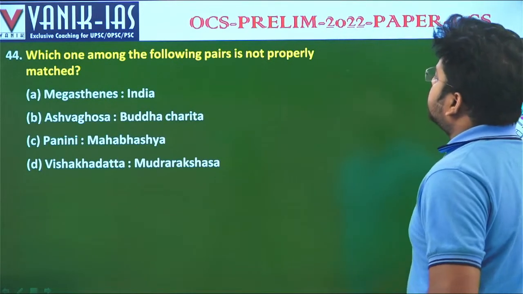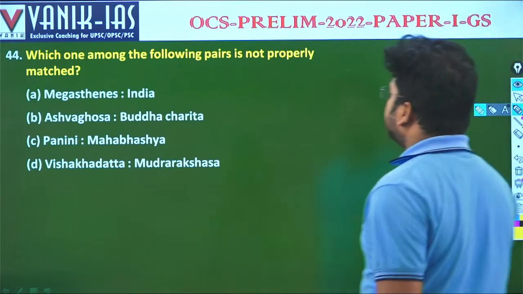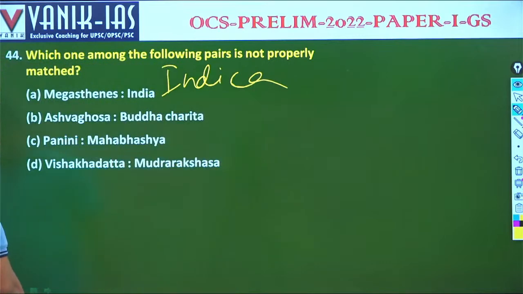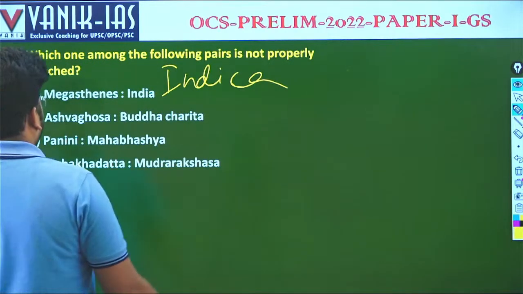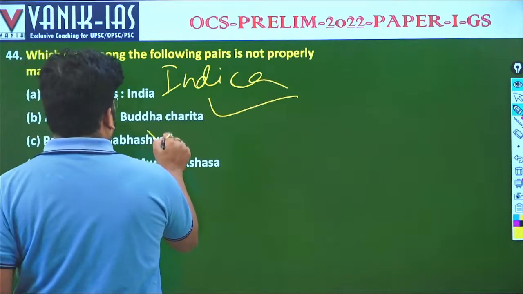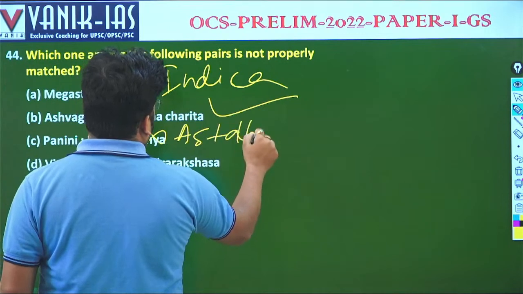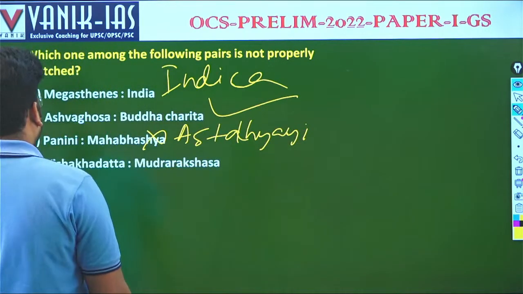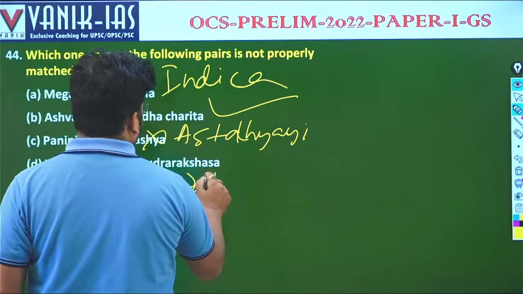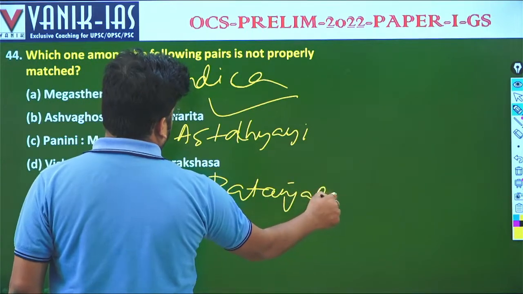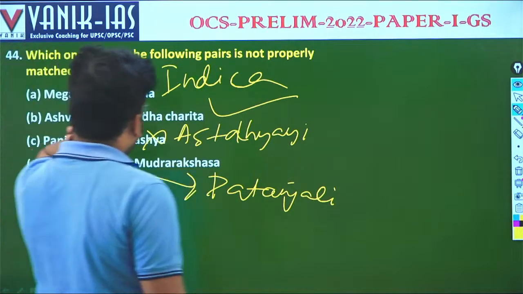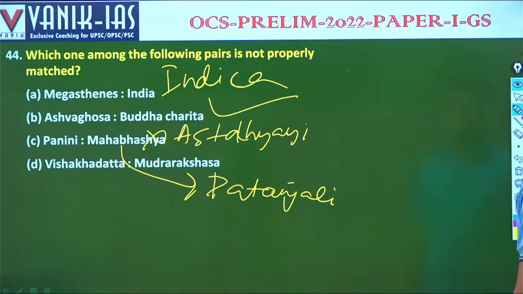Which one of the following pairs is not properly matched? Megasthenes, Indica, not India, it is Indica. Then Ashvaghosha, this is Buddhacharita. Panini, Mahabhashya, no, Panini has not written Mahabhashya. Panini has written Ashtadhyayi. This is wrong. Ashtadhyayi is written by Panini. Vishakhadatta has written Mudrarakshasa. Okay. Mahabhashya is written by Patanjali. These are the books written in ancient India. Mahabhashya, Patanjali; Panini, Ashtadhyayi; Megasthenes, Indica; and Vishakhadatta, Mudrarakshasa.